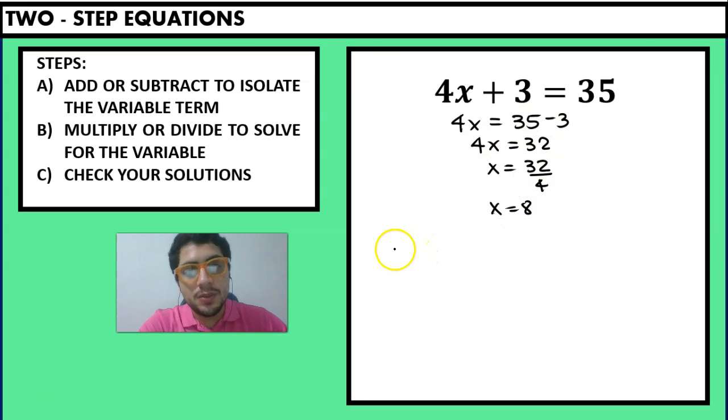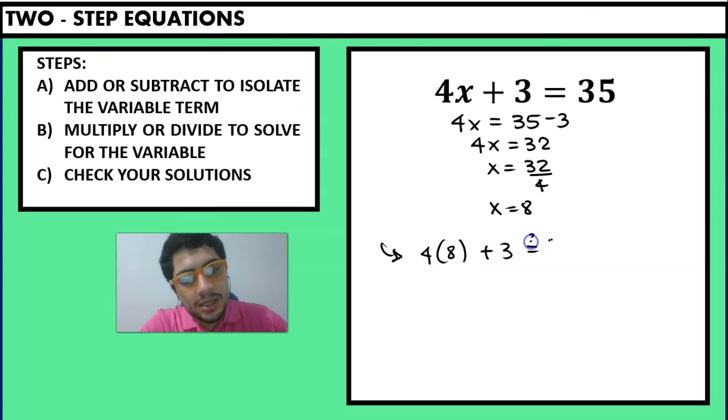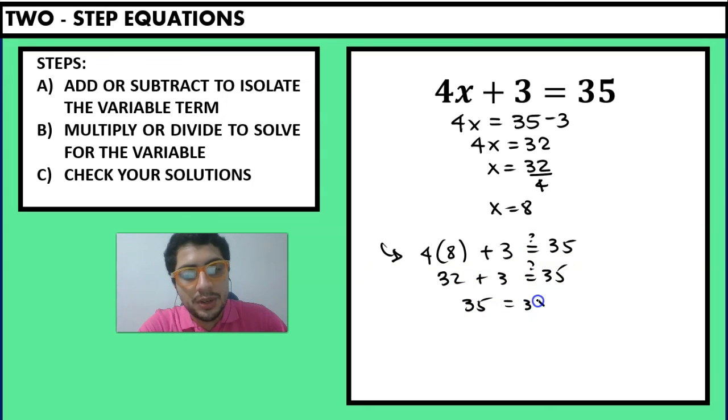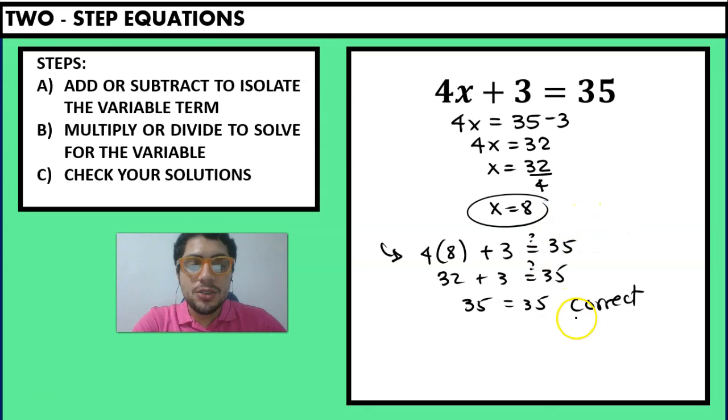And now we can also verify if our answer is correct. 4 times, and now the value of x is 8, plus 3. We're going to see if it's equal to 35. Now 32 plus 3, 35 is equal to 35, which means that it is correct and that the answer is x equal to 8. Now, remember that there's no need to verify your answer, but you can make sure your answer is correct by doing this method.